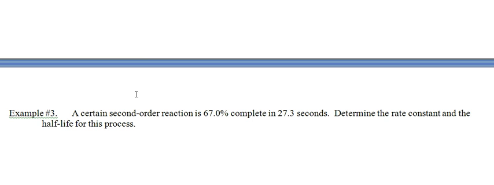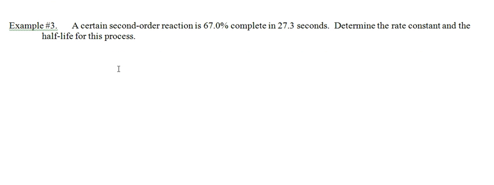Looking at the back side of this, we have example number 3, which states that we have a certain second order reaction, and again that's pretty important. So, we have a certain second order reaction, and it says that it is 67% complete, and it has taken 27.3 seconds to consume 67% of this reactant. The question wants us to determine the rate constant and the half-life for this reaction.